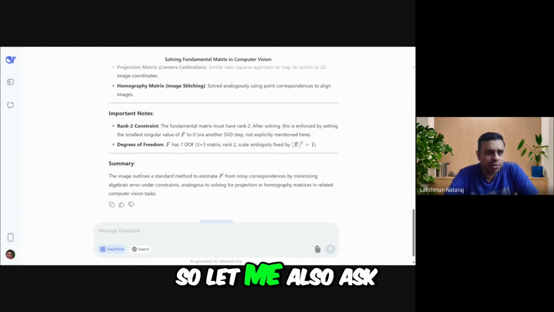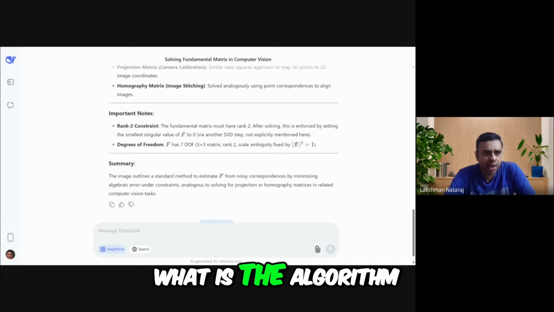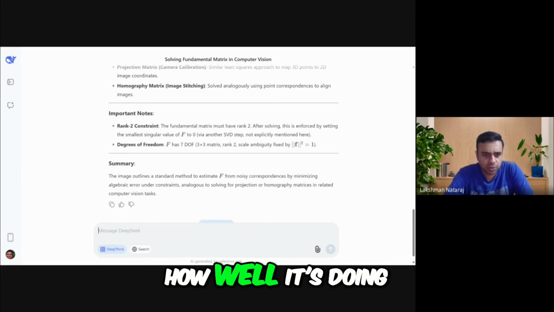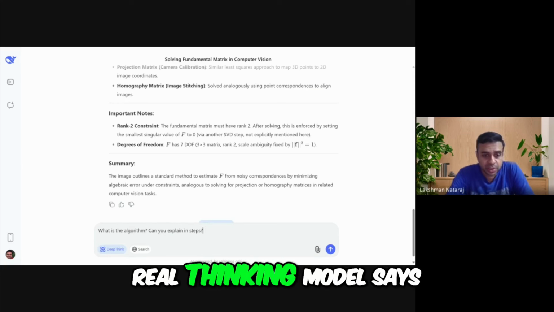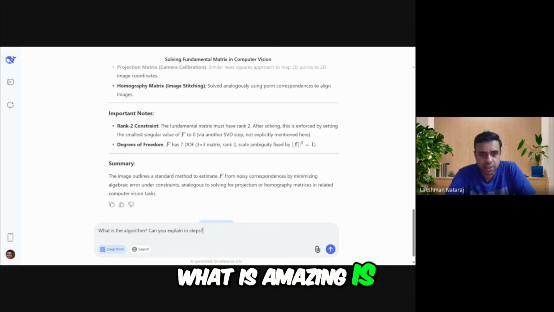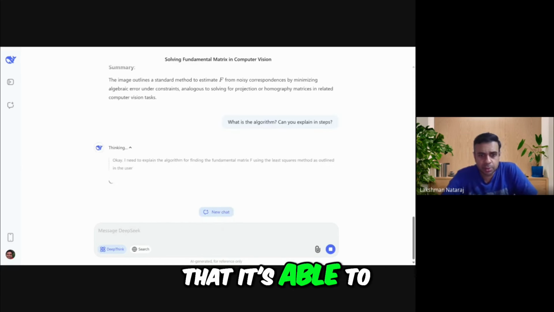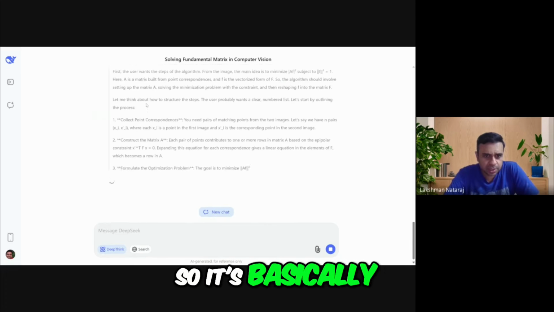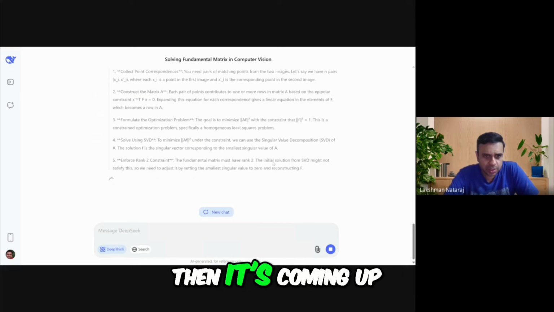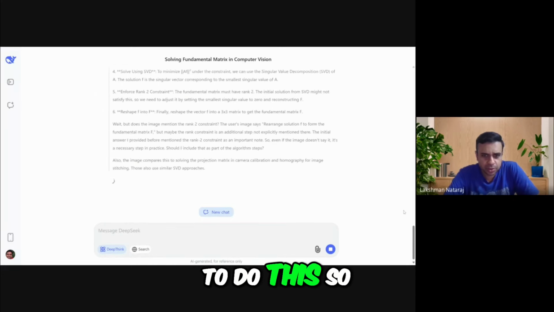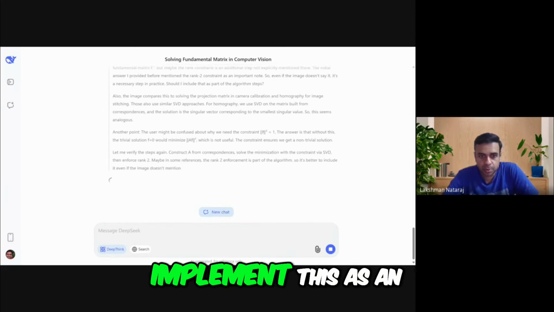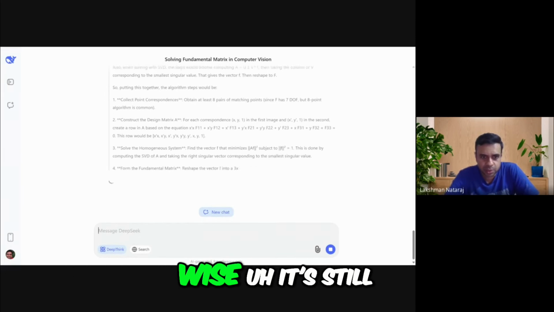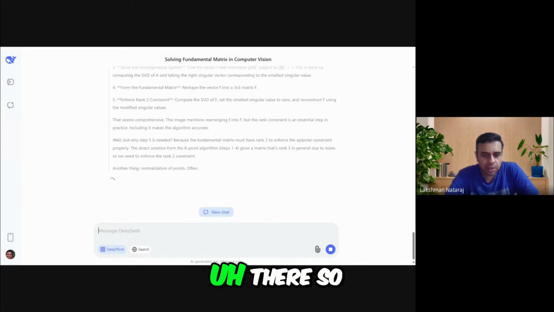So let me also ask, what is the algorithm, and can you explain it in steps, so let's see how well it does in context. So this is what the real thinking model is. What is amazing is that it's able to do it so quickly, right? It's basically thinking right now, and then it's coming up with the steps needed to do this. This is also important if I want to implement this as an algorithm. Professor Srinair's lectures are excellent, but implementation-wise, it's still there.